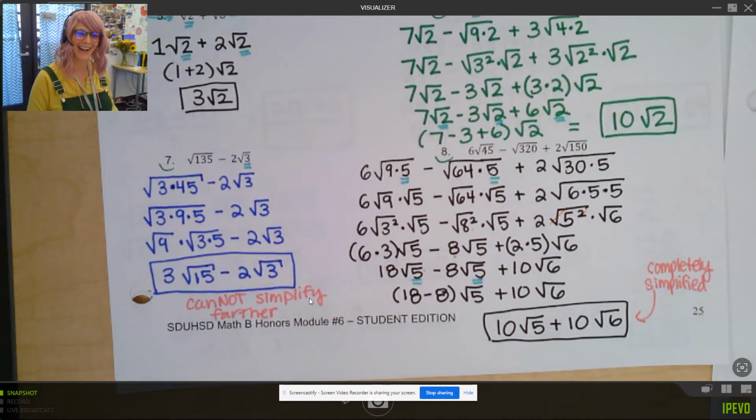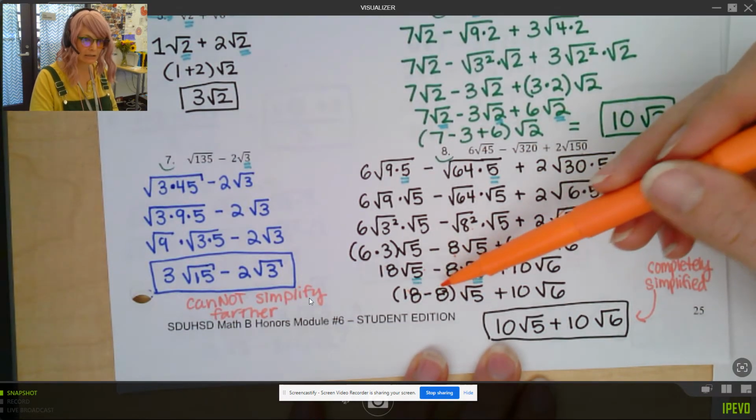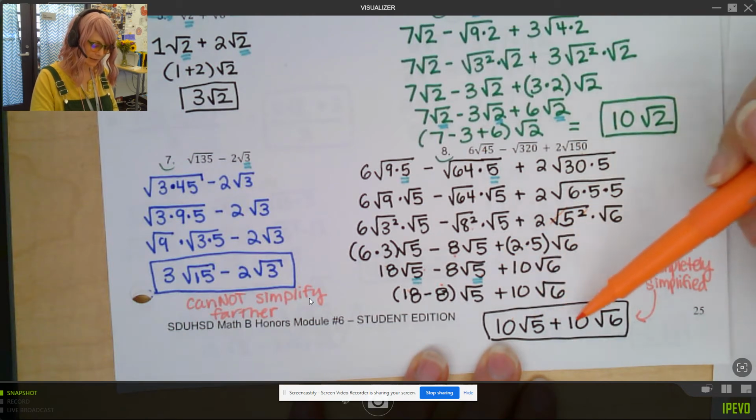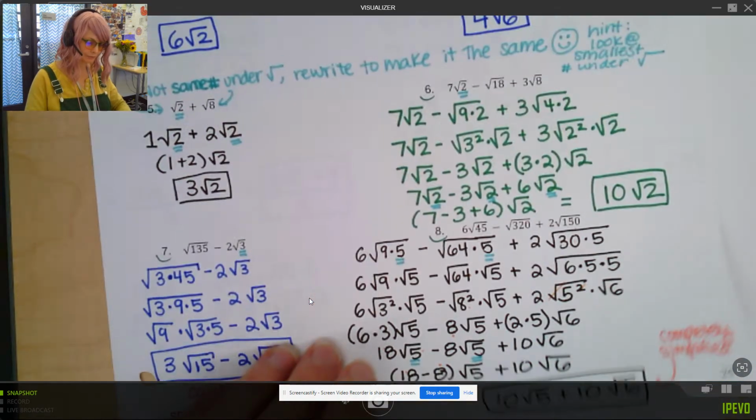What? I know, right? Okay. So 10 minus 8, 18 minus 8 is 10. So we have 10 root 5 plus 10 root 6. It's completely simplified. No more you can do there.